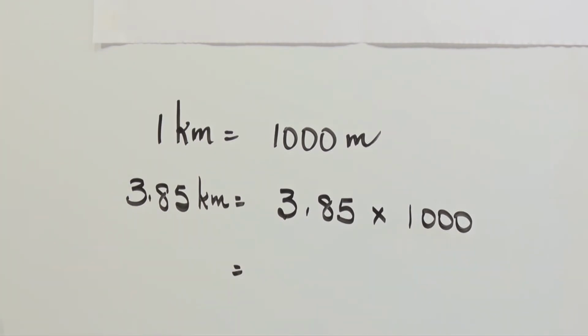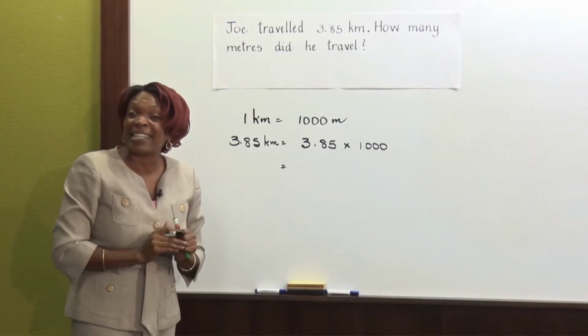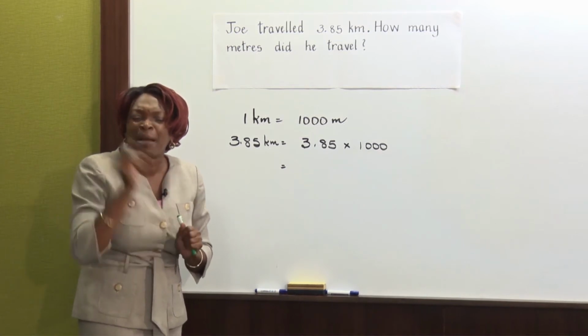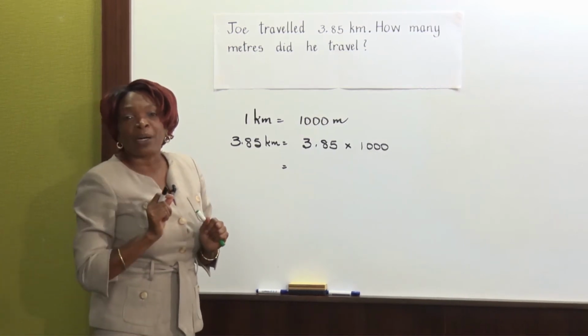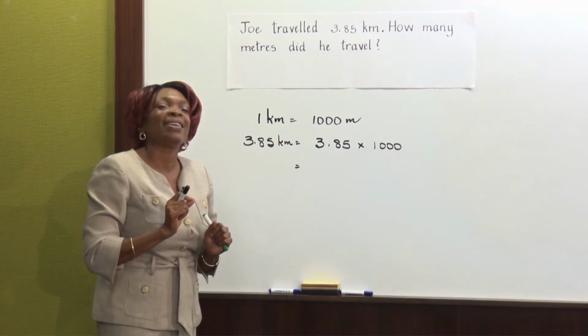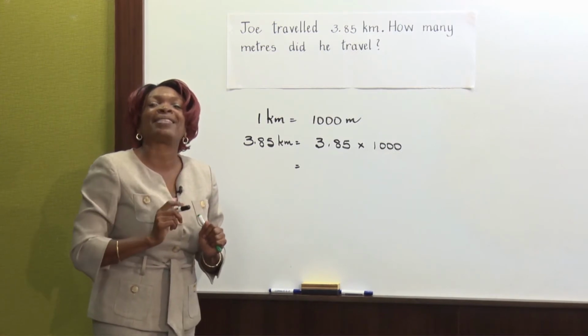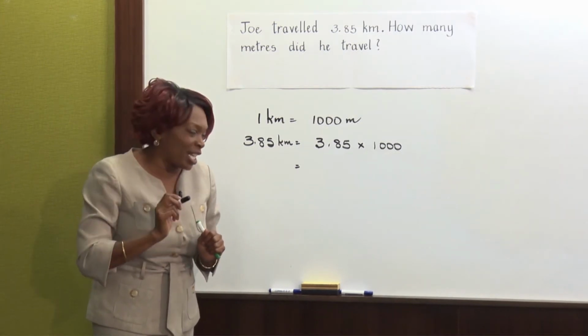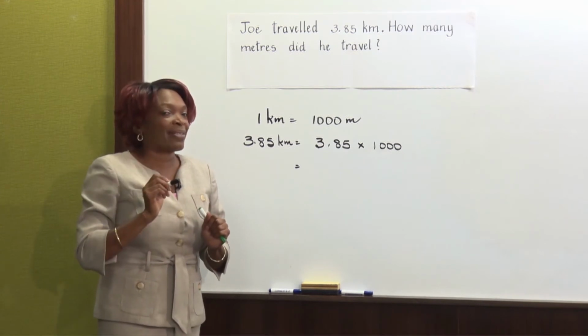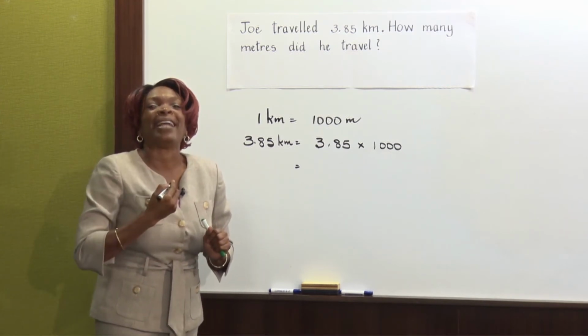Now, can you remember how to multiply a decimal by 1,000? I'm sure you do. Remember, we look for the decimal point and we shift it 3 places to the right. Which direction? To the right, because we are multiplying. Let's go.